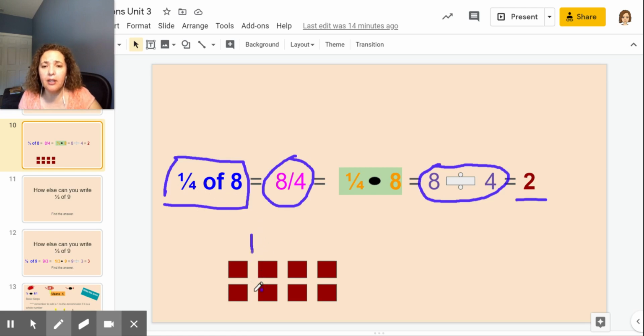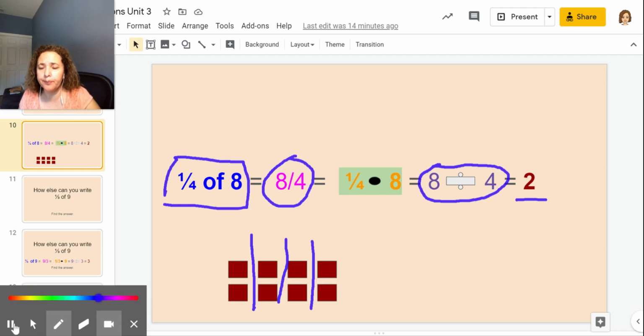So again, I divided it into 4 equal groups. 1, 2, 3, 4 equal groups. You get 2 in each group.